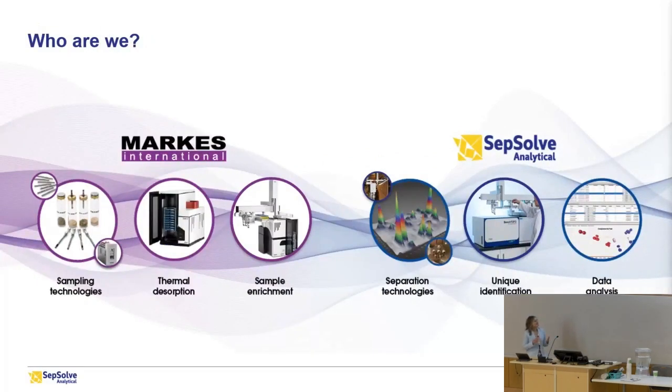Just in case you don't know what SEPSolve is, we are more on the modulator, TOF, and chemometric side. Our sister company, Mark's, is more on the sample introduction side with the thermal desorption and sample enrichment, also the sampling technology part. Both companies, as of last week, have been bought by the Valerius Group, so that's what we belong to now. We have offices in North America, here in Sacramento, and up in Canada in Waterloo, also in Germany and China, with, of course, our headquarters in the UK.